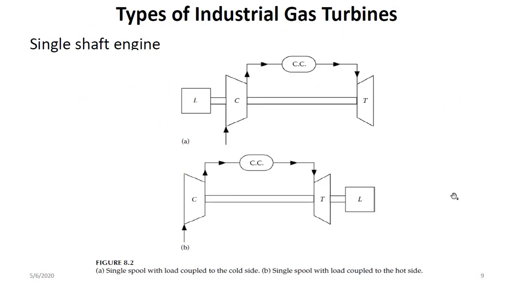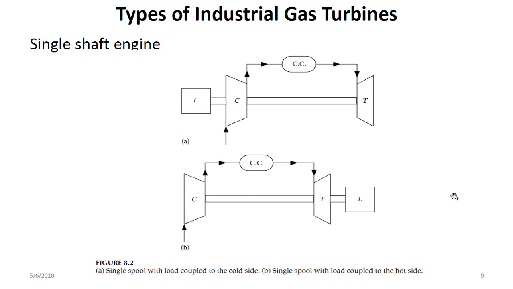Now let's look at the types of industrial gas turbine. So we've got a single shaft engine, and here is a sketch of a single shaft engine. In the top figure A, L stands for the load, C the compressor, and CC, this double C, is the combustion chamber, and T is the turbine. This is a single spool with the load coupled to the cold side. So the compressor is the cold side.